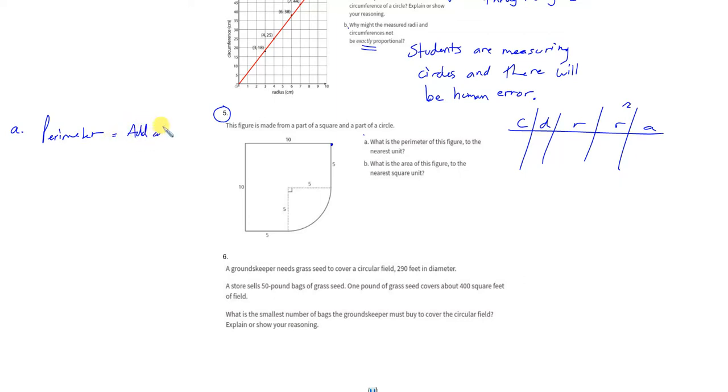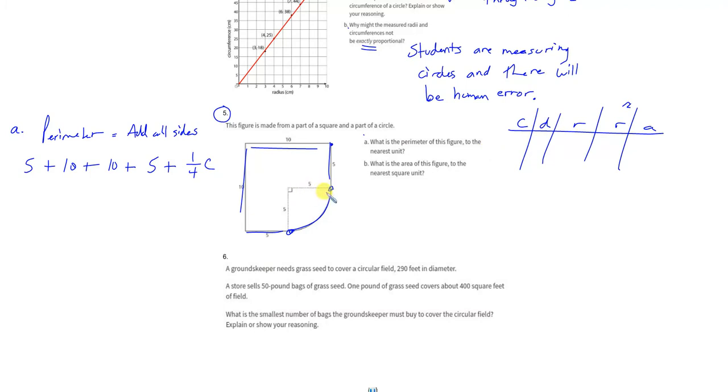Add all sides. And the sides include a 5 plus a 10 plus another 10 plus a 5 plus this curve, which I'm going to call 1/4 of a circumference. So we need the circumference. So let's go to our table.